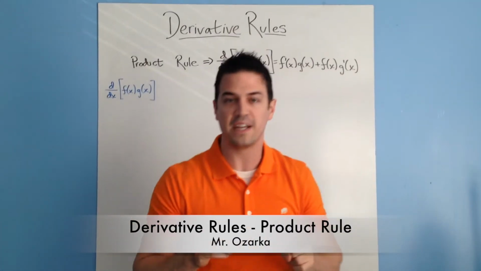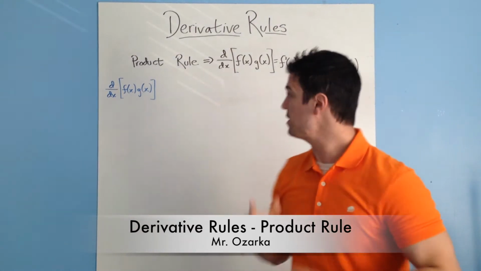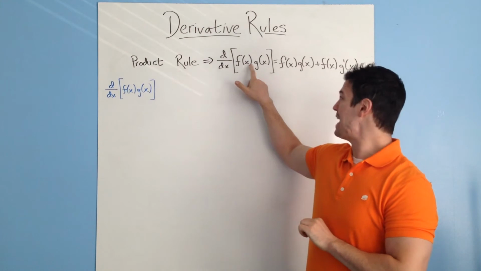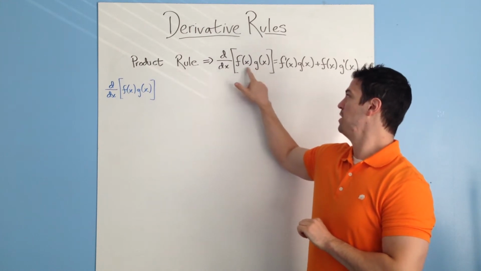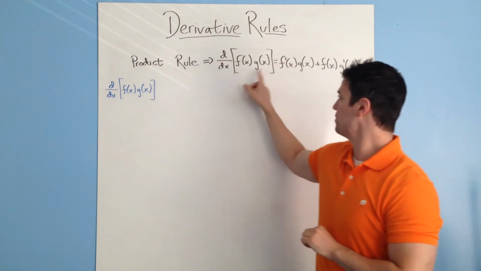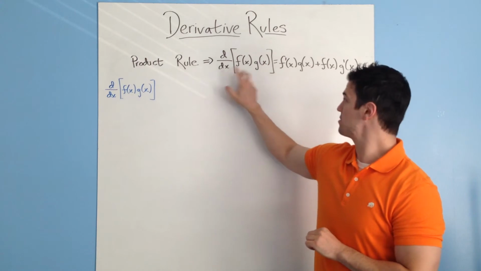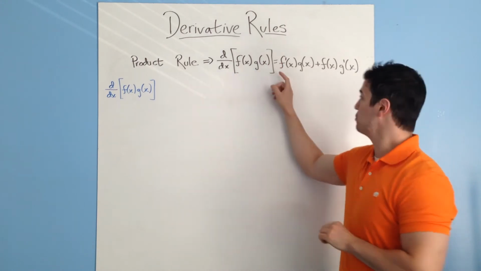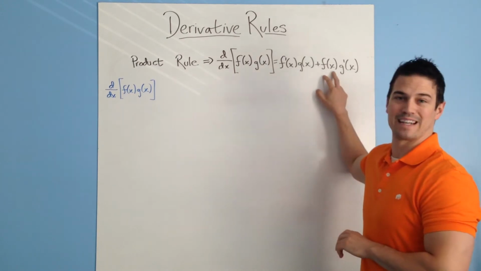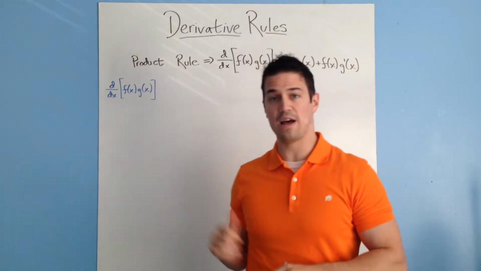Okay, so this is going to be another derivative rule video about the product rule. Basically what this says is if you take the derivative of f of x times g of x, so the product of two functions here, that's why it's called the product rule, with respect to x, it's equal to f prime of x times g of x plus f of x times g prime of x. And what I'm going to be doing in this video is proving why this rule works.